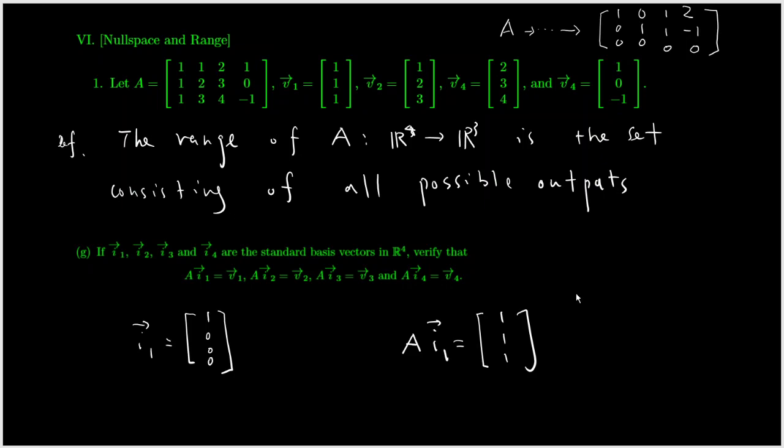Now I want you to see that this is actually the first column in matrix A. That makes sense? That's the first column in matrix A. I think you have seen the pattern already. Now you can tell me the answer to A times I2. A times I2 is going to be the second column of A, the vector with components 1, 2, 3. That's the second column of A. Likewise, I really do not have to write them all. I think you have seen the pattern already.